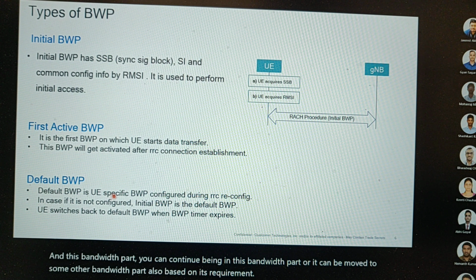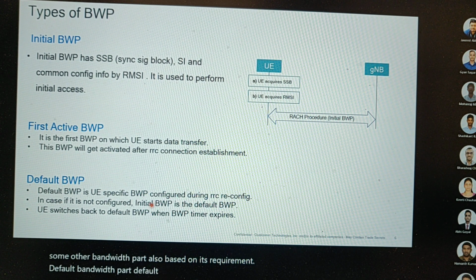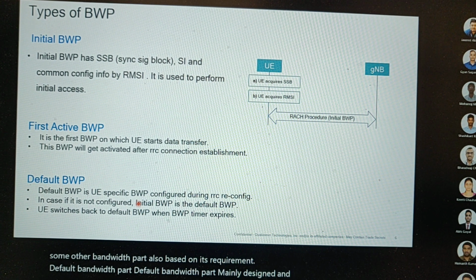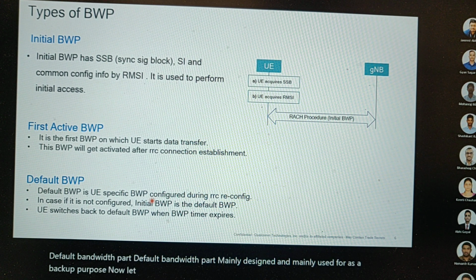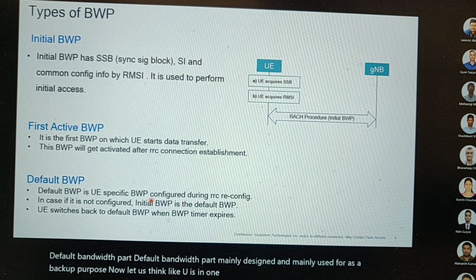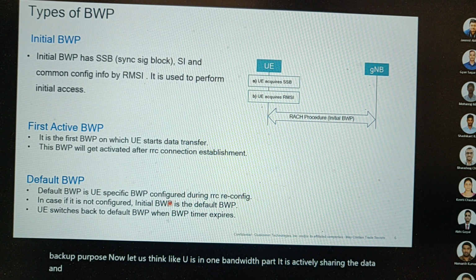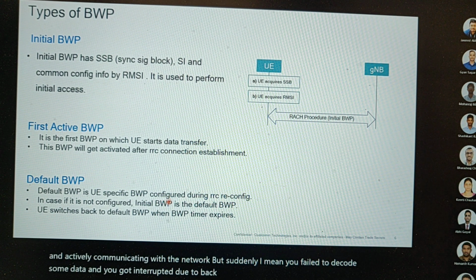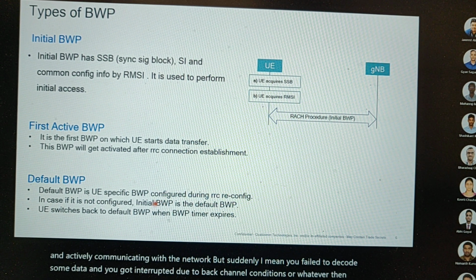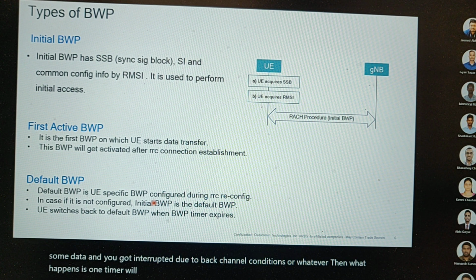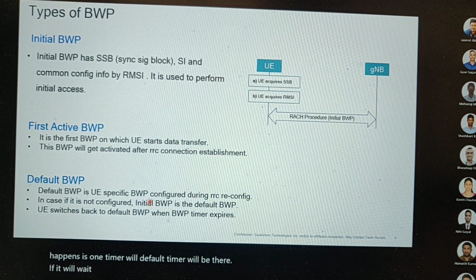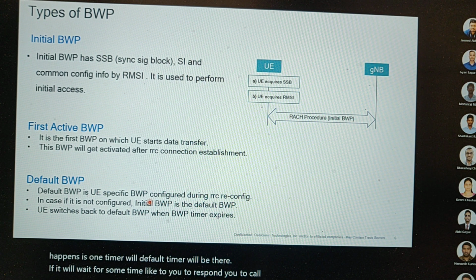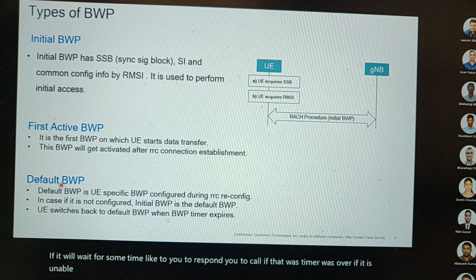Now, the default bandwidth part. The default bandwidth part is mainly designed and used for backup purposes. Let us think the UE is in one bandwidth part, actively sharing data and communicating with the network. But suddenly, the UE fails to decode some data and gets interrupted due to bad channel conditions or whatever. Then a default timer will be there. It will wait for some time for the UE to respond and decode. If the timer is over and it is unable to decode, then the UE comes to the default bandwidth part.